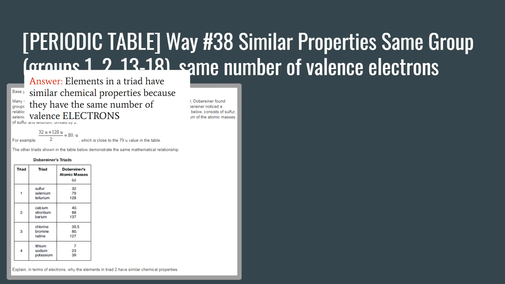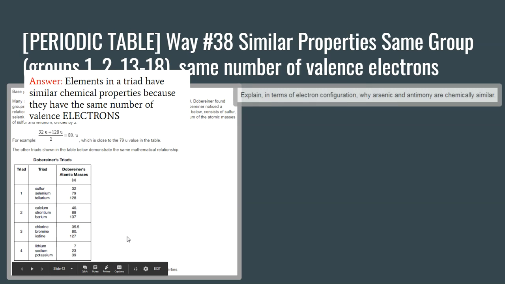Okay, if you notice, all the elements in triad 2, calcium, strontium, and barium, belong in group 2, and they all have 2 as their valence electron number. Therefore, elements in a triad, such as triad 2, have similar chemical properties because they have the same number of valence electrons. Notice my answer contains the word electrons because the question asked me to explain in terms of electrons. You must mention whatever term it says in the Regents problem if you're going to get full credit for this answer. Next question.